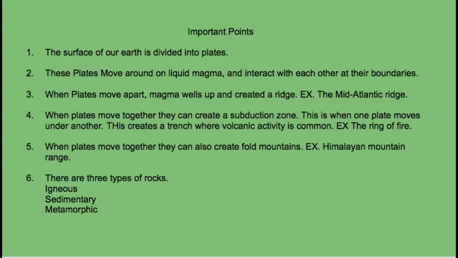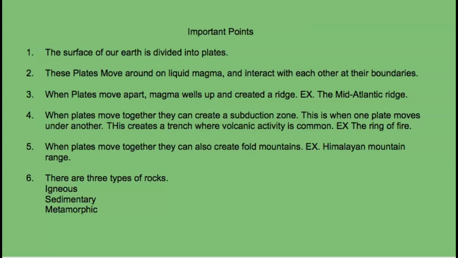All right, so I know I'm kind of dragging on here, and this is taking a while, but here are the important points. Number one, the surface of our Earth is divided into plates. Number two, these plates move around on liquid magma and interact with each other at their boundaries. Number three, when plates move apart, magma wells up and creates a ridge. The example that I gave was the Mid-Atlantic Ridge in the middle of the Atlantic Ocean. When plates move together, they can create subduction zones. This is when one plate moves under another. This creates a trench where volcanic activity is common. The example I gave was the Ring of Fire in the Pacific.